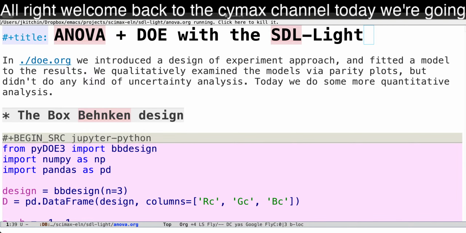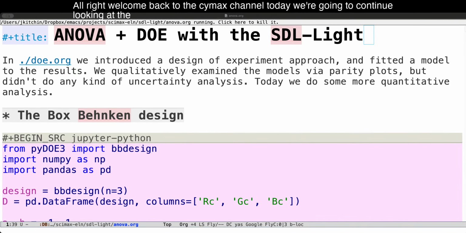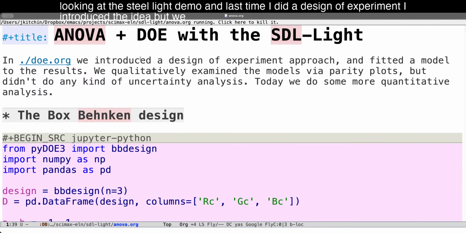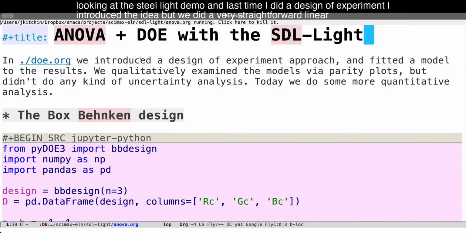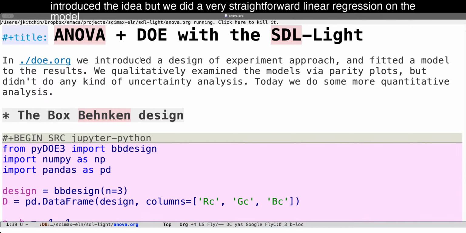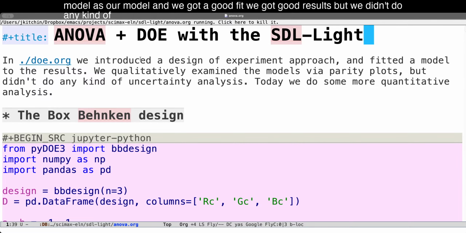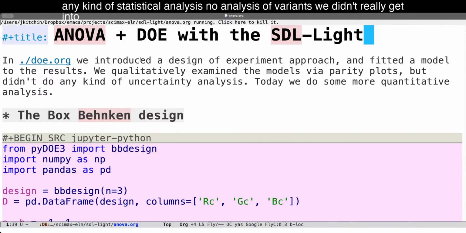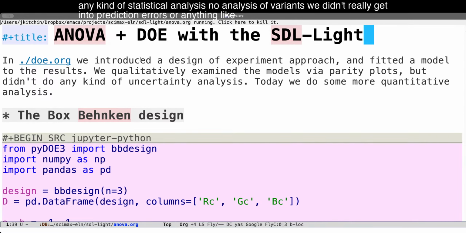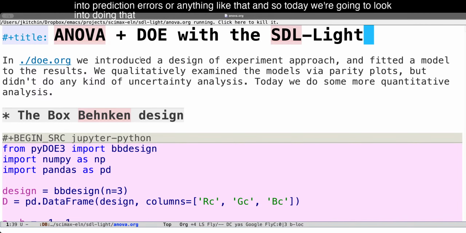Today we're going to continue looking at the SDL-Light demo. Last time I did a design of experiment, I introduced the idea, but we did a very straightforward linear regression as our model, and we got a good fit, we got good results, but we didn't do any kind of statistical analysis, no analysis of variance. We didn't really get into prediction errors or anything like that. And so today we're going to look into doing that and what is required beyond regular linear regression.